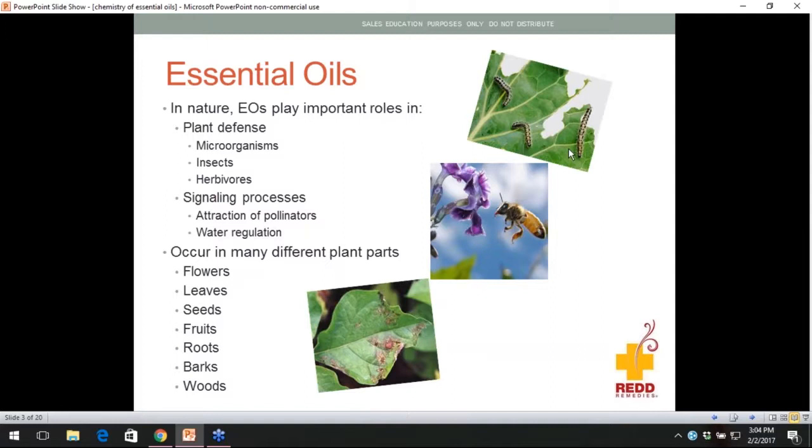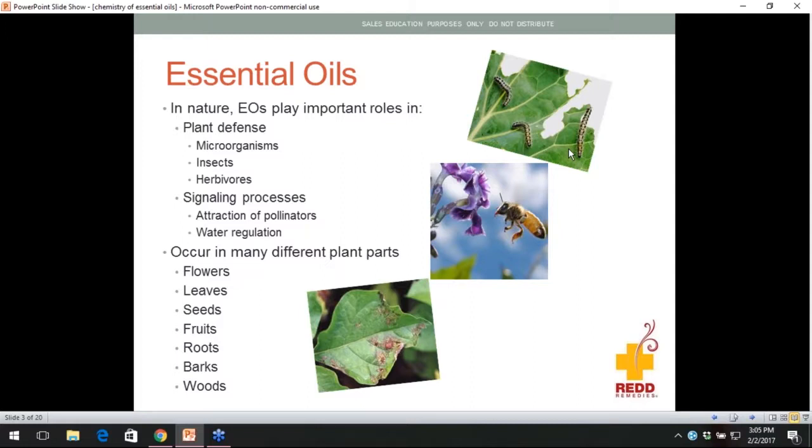The roles that essential oils play in defense, we know that they also do that for humans. We know that essential oils have antifungal properties and antimicrobial properties. We know that some of them are insecticidal. So that's one of the roles they play in nature. But they're also involved in the signaling process. The aroma that they put out into the air attracts pollinators. They also play a role in water regulation, how much water is delivered to different parts of the plants, so they're not just there to smell pretty.